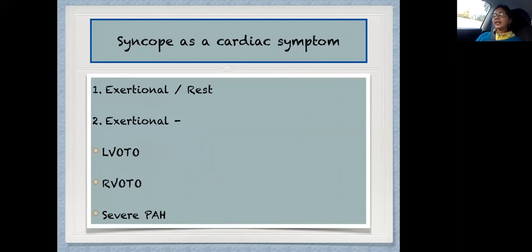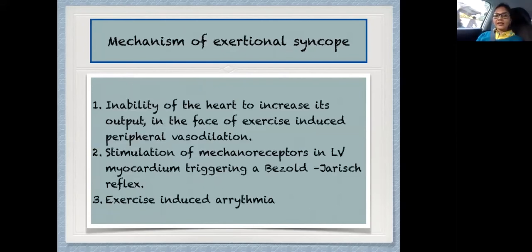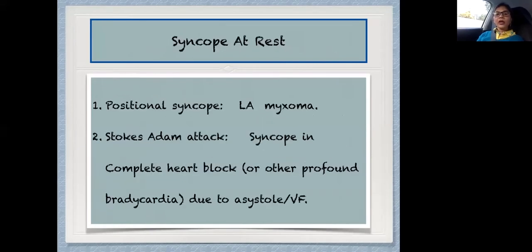When the patient is exercising, the cardiac output has to increase, but it cannot increase because there is a roadblock. So then what will happen? There is not enough blood to the brain, and so the patient develops syncope. That is one cause of syncope as a cardiac symptom. And exercise-induced arrhythmia has also been implicated in exertional syncope from the cardiac point of view.